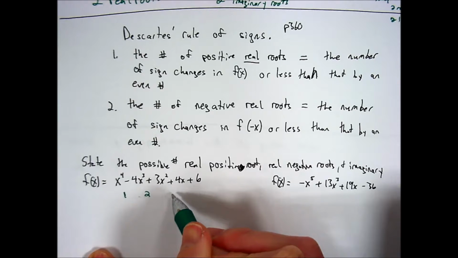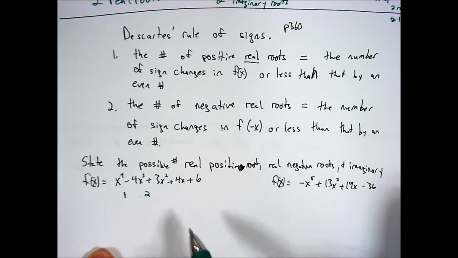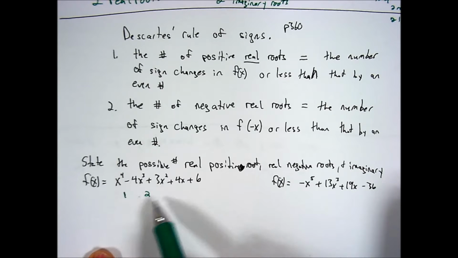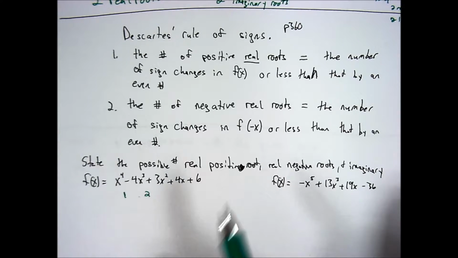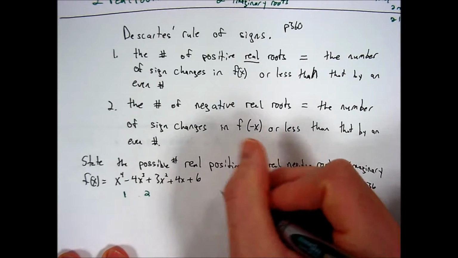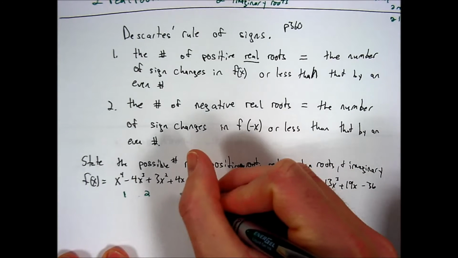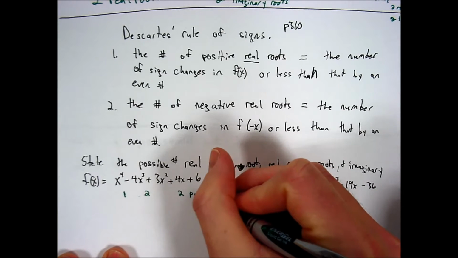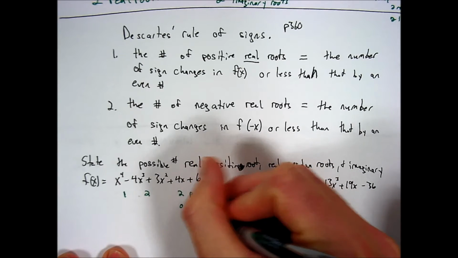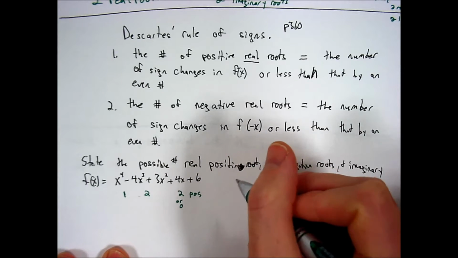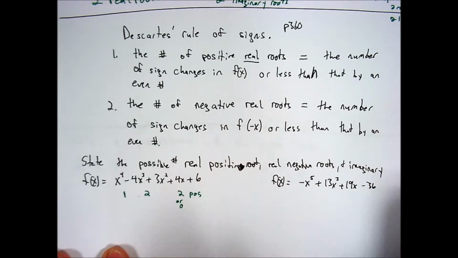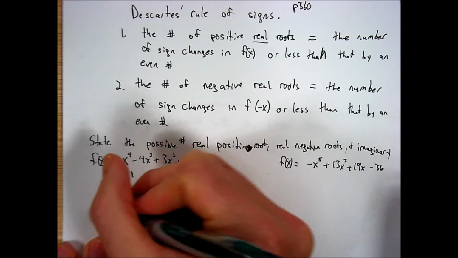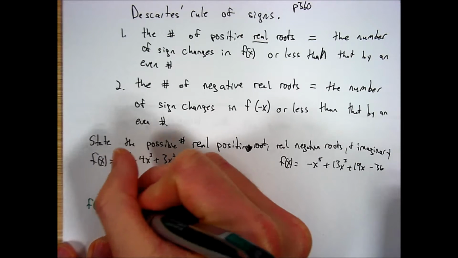Positive to positive, positive to positive. So there was only 2 sign changes when I went from positive to a negative and a negative back to a positive. So that's going to tell me that there are 2 or 0 real positive roots. What about our negatives? For that we have to do a little work. We have to put negative x in.